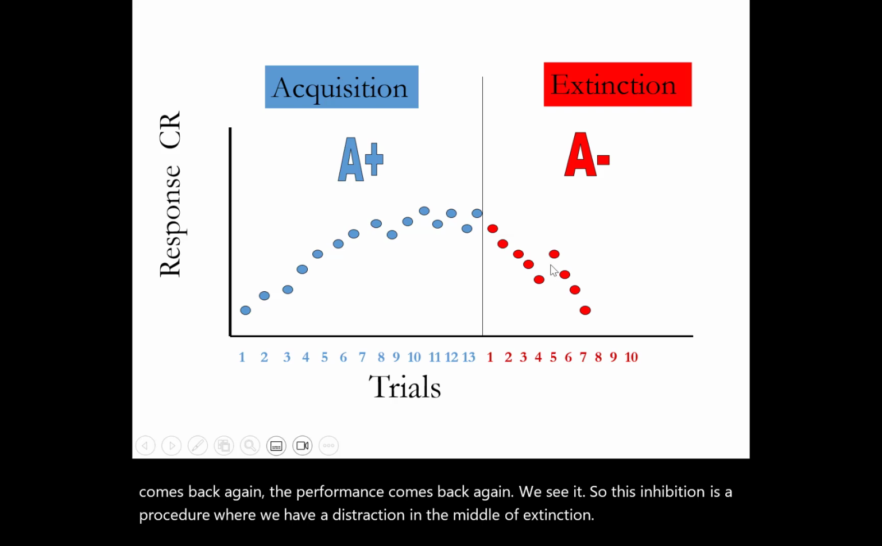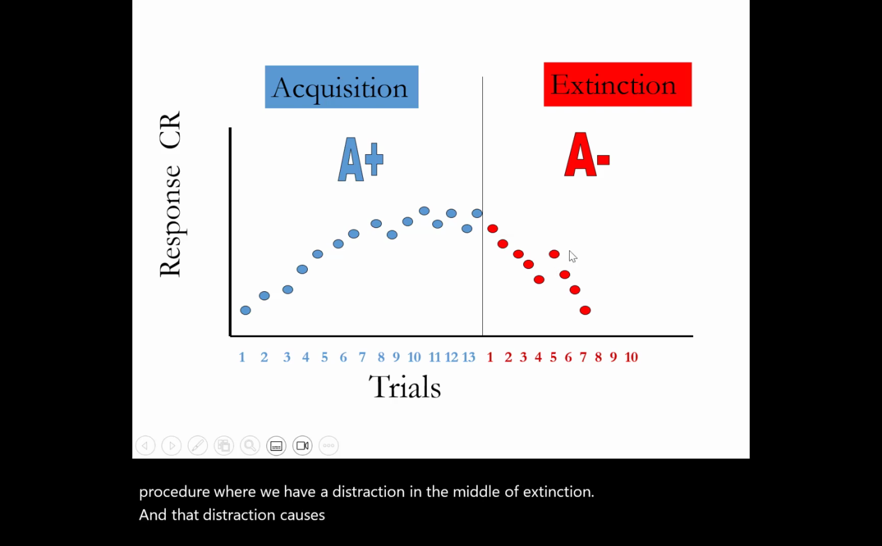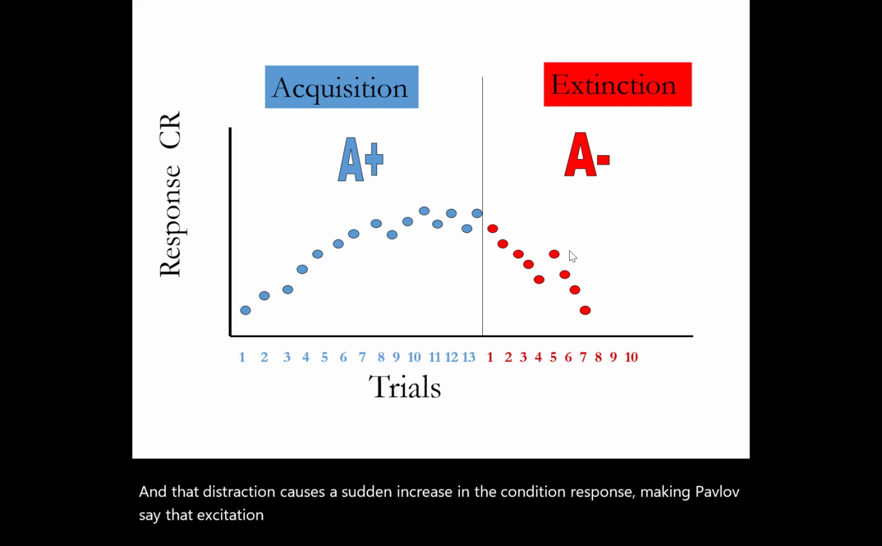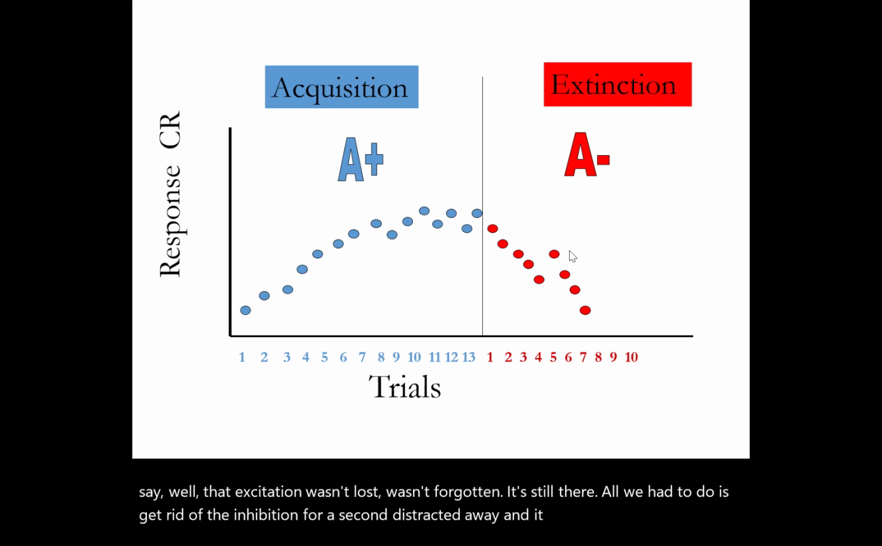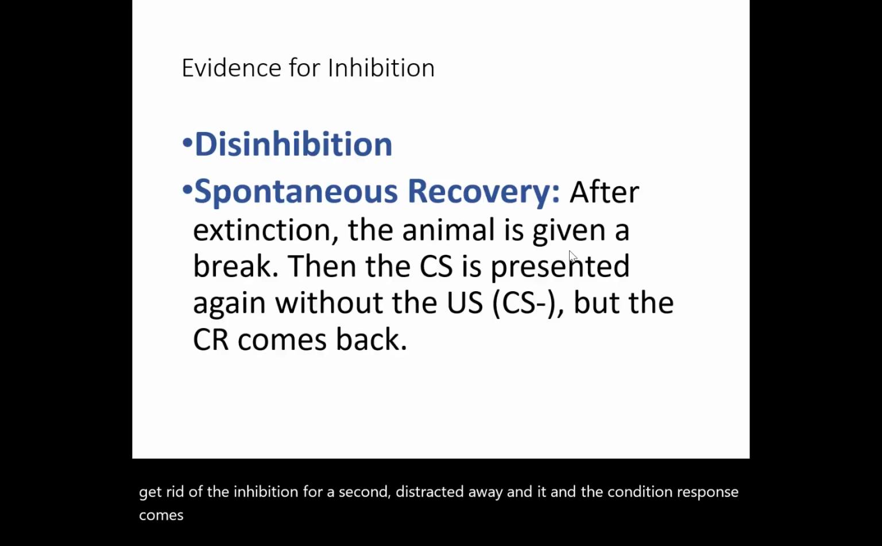and that distraction causes a sudden increase in the conditioned response, making Pavlov say, well, that excitation wasn't lost, wasn't forgotten, it's still there. All we had to do is get rid of the inhibition for a second, distract it away, and the conditioned response comes back. Okay, so that's one piece of evidence, disinhibition.